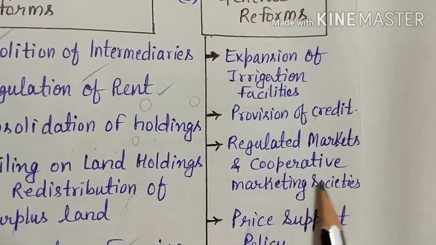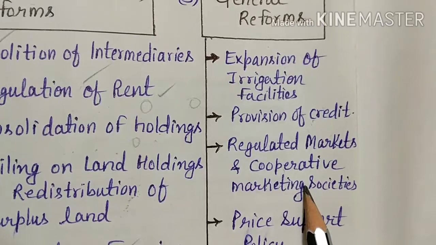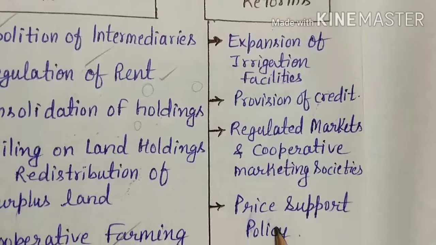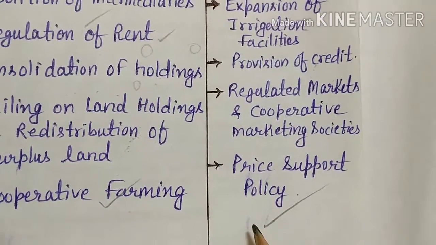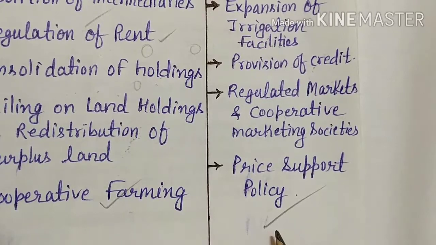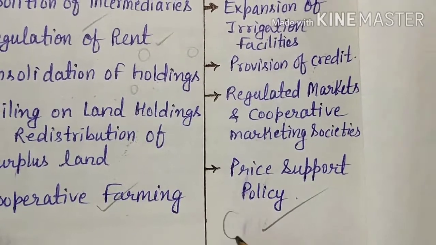Then comes cooperative market society. These societies are established to enhance the bargaining power of the farmers in the markets. Then comes the last one, price support policy. Under this policy, the government assures a minimum support price, that this much price farmers should get. They have fixed a minimum price.